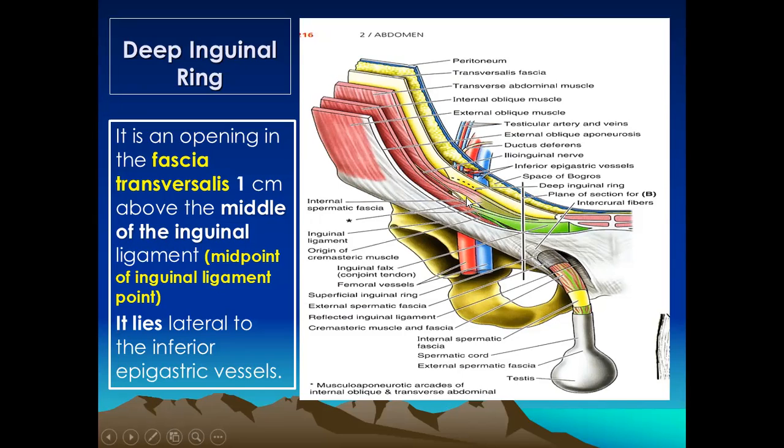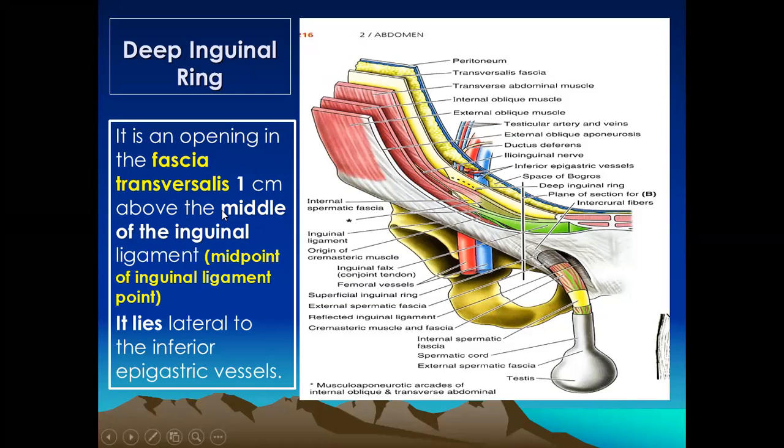So now we are seeing the deep inguinal ring. It is an opening in the fascia transversalis, as you can see here. So here is the transversalis fascia. That is the opening. This is the deep inguinal ring, 1 centimeter above the mid inguinal ligament. So this is the inguinal ligament. Just 1 centimeter above the mid inguinal ligament is the deep inguinal ring.